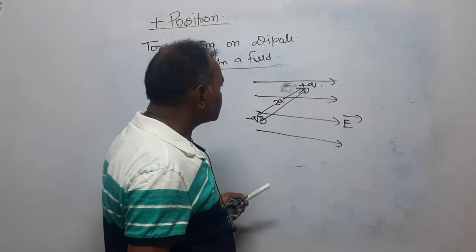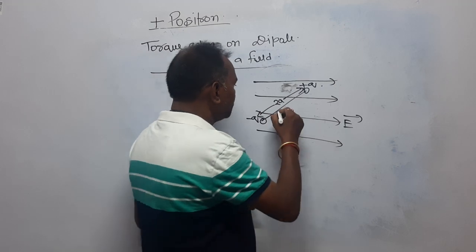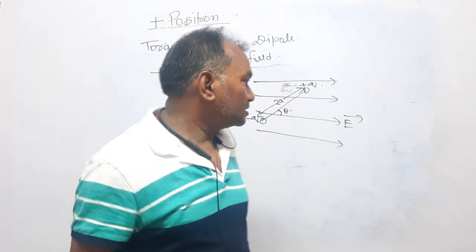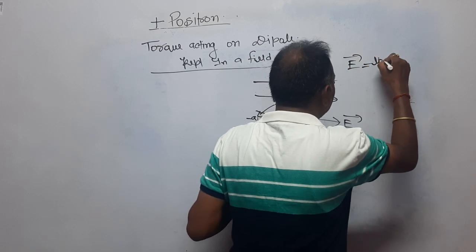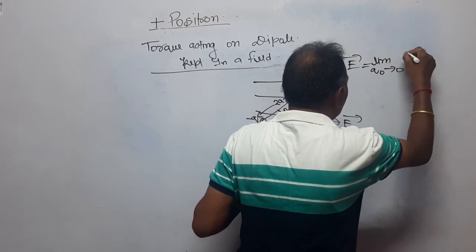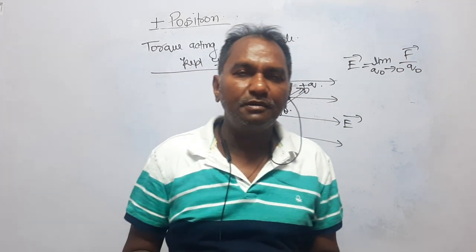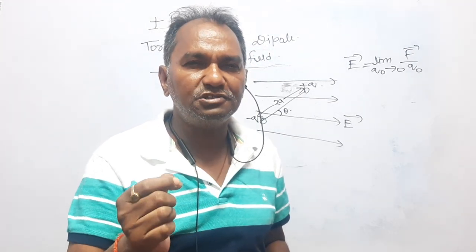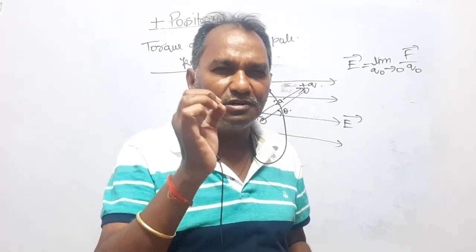Now, dear students, the two charges are plus Q and minus Q, and the separation is 2a, and this dipole is making an angle theta with the electric field. Now, the very basic concept is how E is defined: E is equal to limit Q naught tends to 0, F upon Q naught, right? That is, electric field intensity is the force experienced by a unit positive test charge at a point.